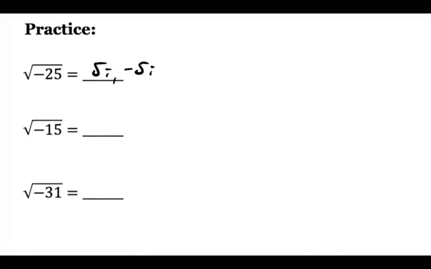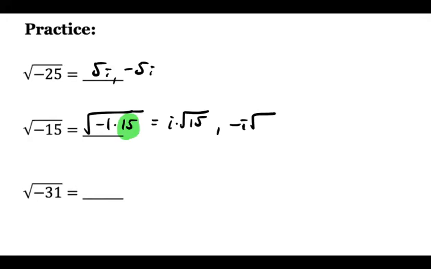All right, this guy here. Negative 1 times 15. Well, if I take the square root of 15, is that going to be a nice clean number like 5? It's going to be like 5.1 something, something, something, right? So we're going to leave 15 in there because it doesn't have a nice clean number and I don't want to have to round it. So what is that going to look like? It's going to look like i times the square root of 15, or negative i times the square root of 15.